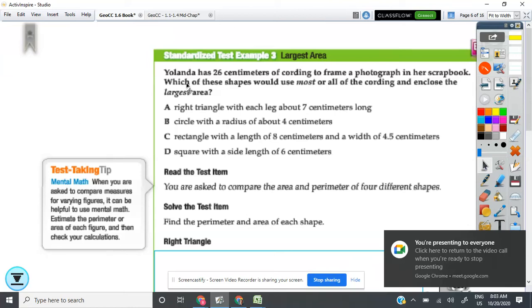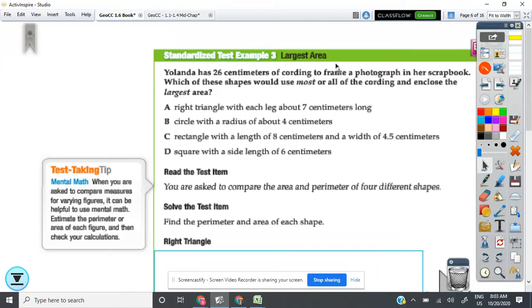Okay, so example 3 says Yolanda has 26 centimeters of cording. That means string. To frame a photograph in her scrapbook, which shapes would use most or all of the cording and enclose the largest area? Okay, so for A, it says a right triangle with each leg about 7 centimeters long.